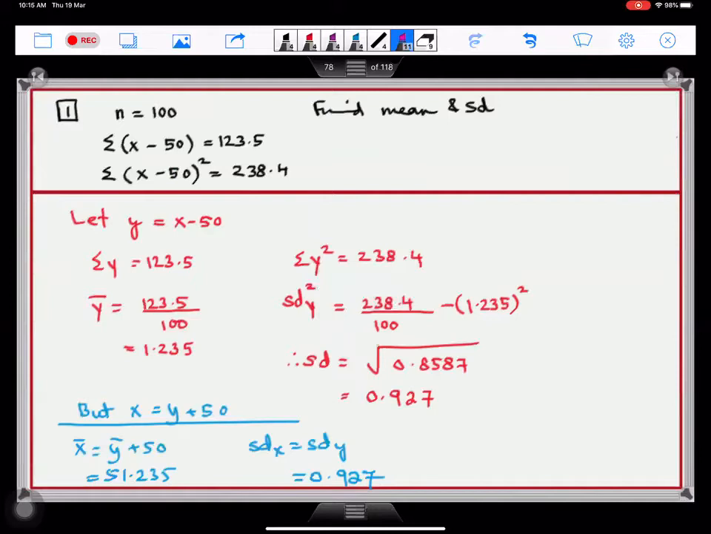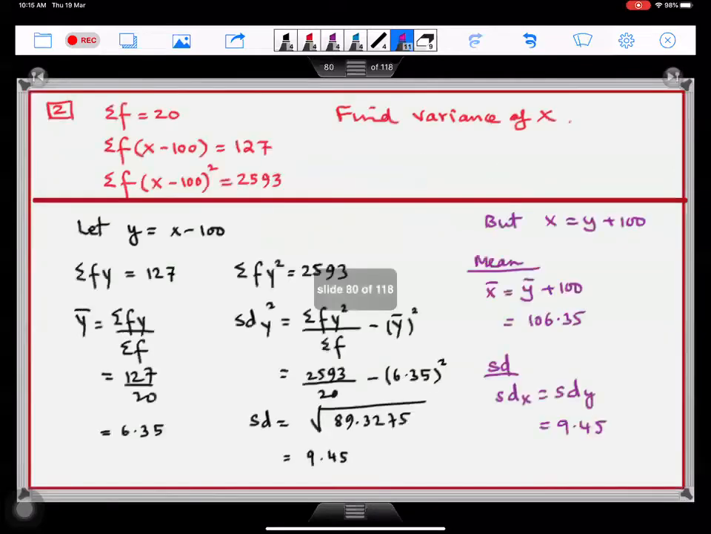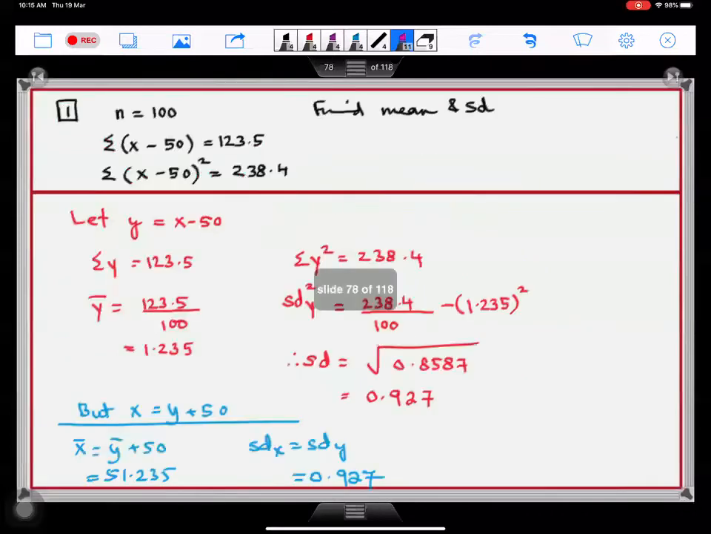Then we did 2 simple questions. One was based upon raw data, the other one was based upon frequency distribution. In these 2 examples, the examiner has already carried out the process of assume mean, the process of coding, and they have given you summarized data. Whatever is in the bracket, that expression, x minus 50 in this case, is y. So you calculate y bar, you calculate standard deviation for variable y, standard deviation for variable x remains the same, and mean x bar is increased by 50.